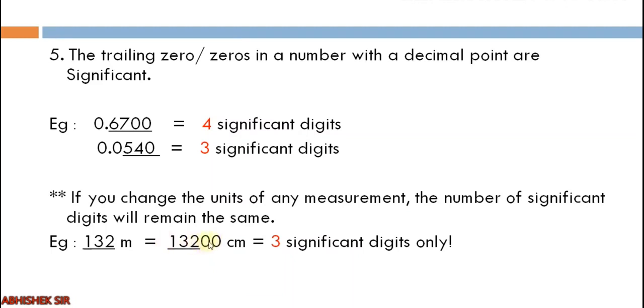So many rules are applied. Overall, you see change in unit, but no change in number of significant digits. In 132 meter, 3 significant digits. In 13200 centimeter, 1, 3 and 2 only are the significant digits. Clear? So these were some rules of determining the number of significant figures. Questions related to significant figures may be asked in objectives. So take care of these rules and you will score perfectly.